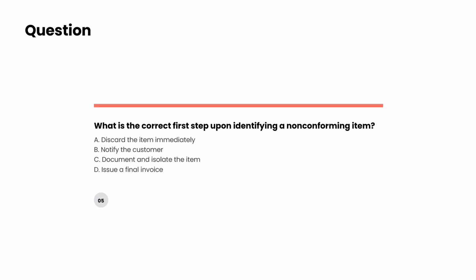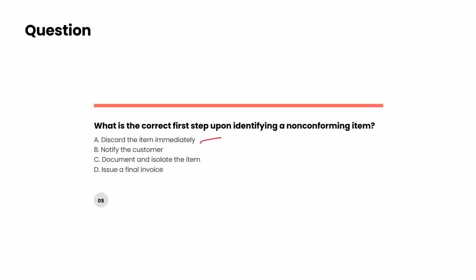Moving on to question number 5, which is what is the correct first step upon identifying a non-conforming item? So if you find a non-conformity at site, which could be related to the workmanship or which could be related to the material, what is the first step? One is discard the item immediately. Yeah, probably you might have to discard that, but not necessary. Not for every non-conformity you will discard the material, and that too immediately.